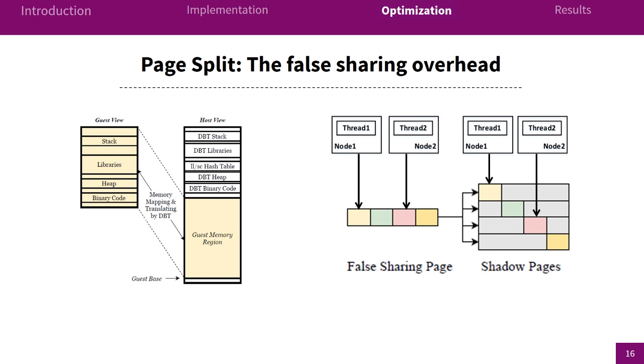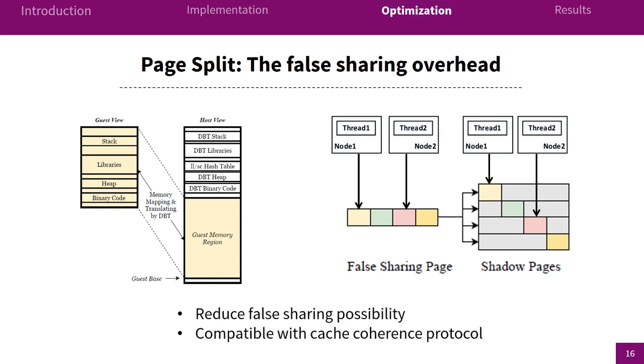After several occurrences, we create shadow pages and map each part of the falsely shared page to the newly created shadow pages, so that the shadow pages can remain local at different nodes. This mechanism can reduce the false sharing possibility, not the cost, and it is compatible with the cache coherence protocol, since the shadow pages are still host pages, so they can still be checked by the host MMU.